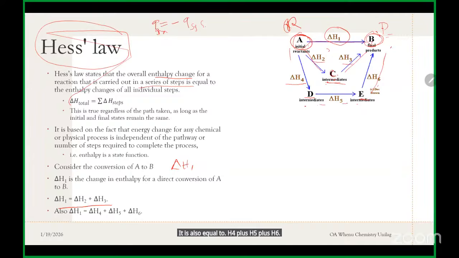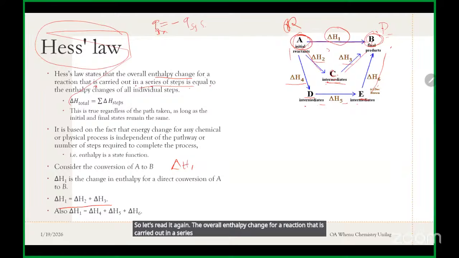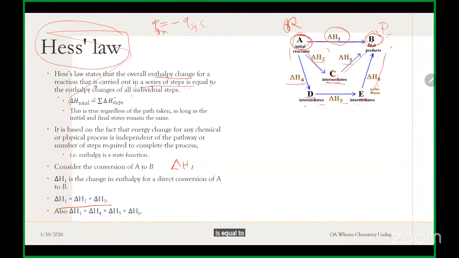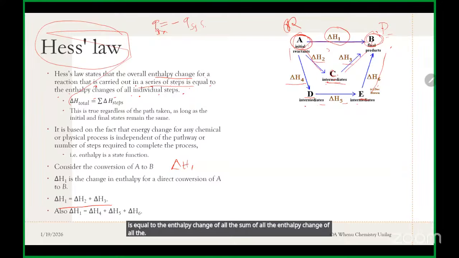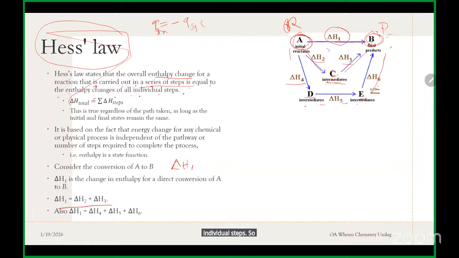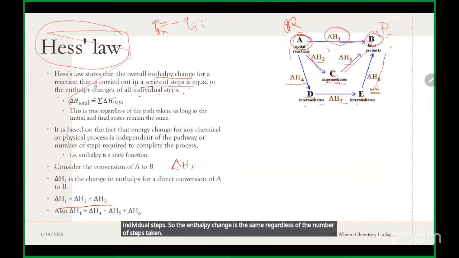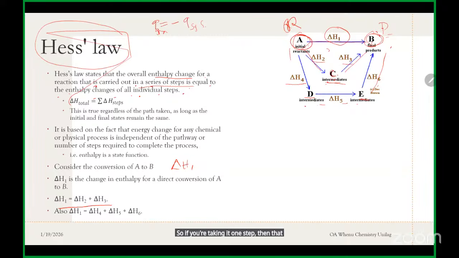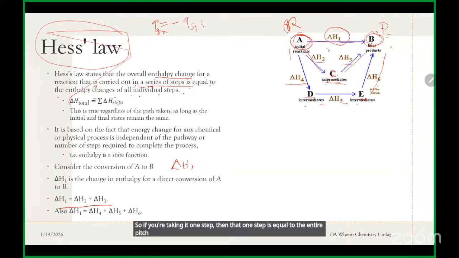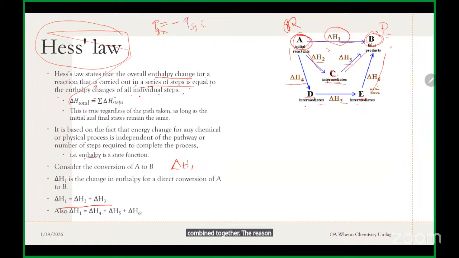So let's read it again. The overall enthalpy change for a reaction that is carried out in a series of steps is equal to the sum of all the enthalpy changes of the individual steps. So the enthalpy change is the same regardless of the number of steps taken. If you take one step, that one step is equal to the enthalpy change of all the steps combined. The reason is because enthalpy is a state function.